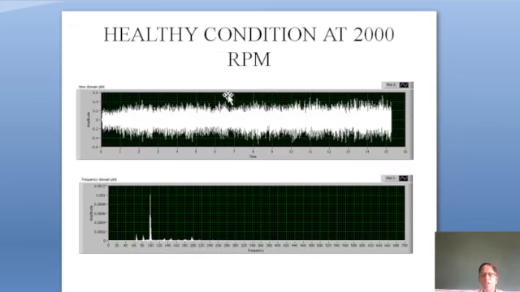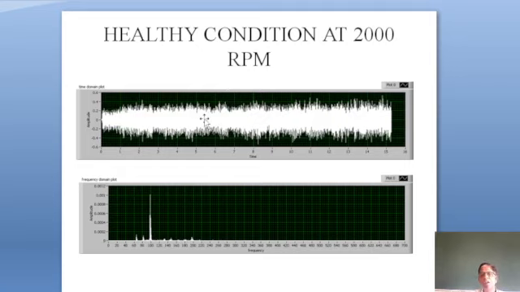Then we have taken the acoustic signals of the engine at various spark plug gaps. We maintain different spark plug gaps, and by analyzing the vibration acoustic signals of different spark plug gaps, we can find out the optimum spark plug gap from those analyses.